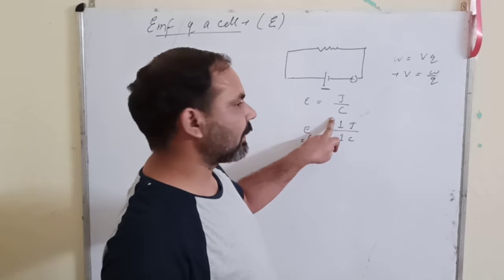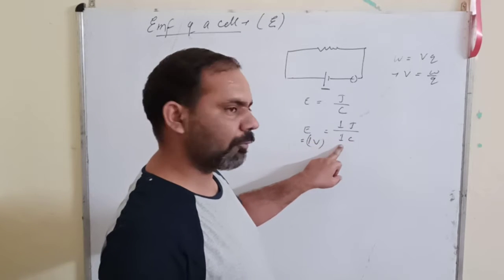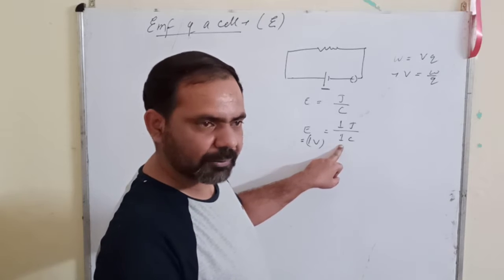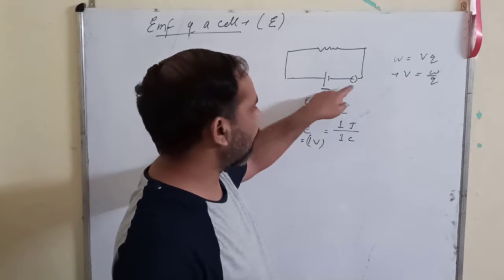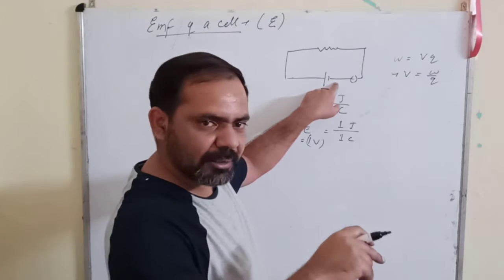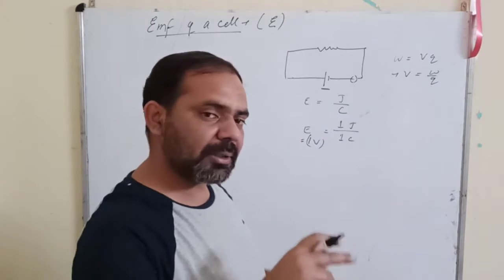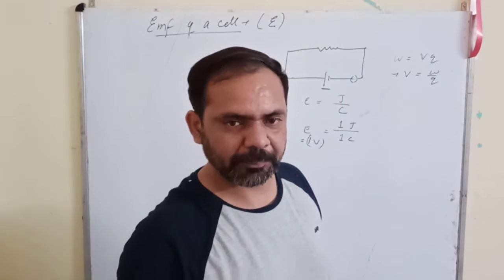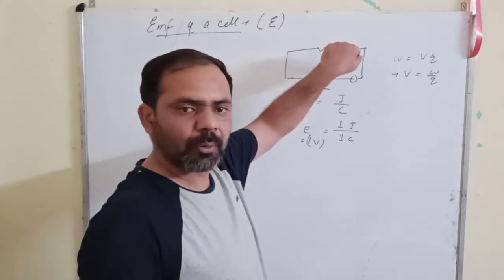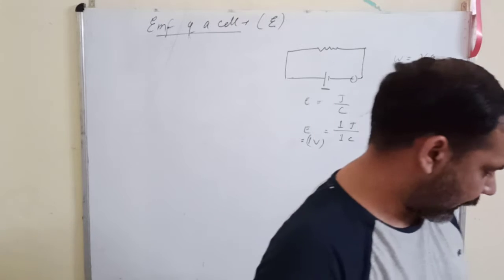So the EMF of a cell is said to be 1 volt if 1 joule of work is done by the cell in taking 1 unit positive charge from the positive terminal towards the negative terminal in the external circuit, and from the negative terminal towards the positive terminal inside the cell, when the circuit is open. When the circuit is open, that is your 1 volt EMF of the cell.